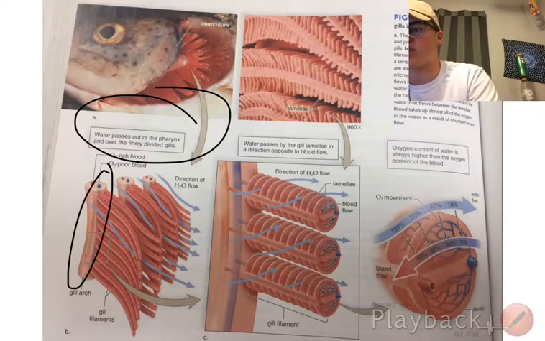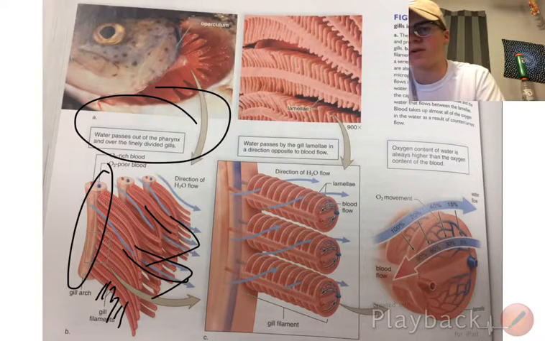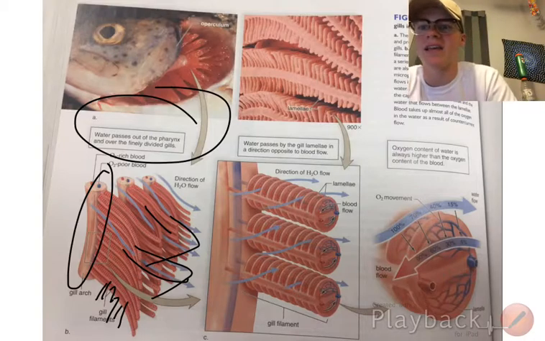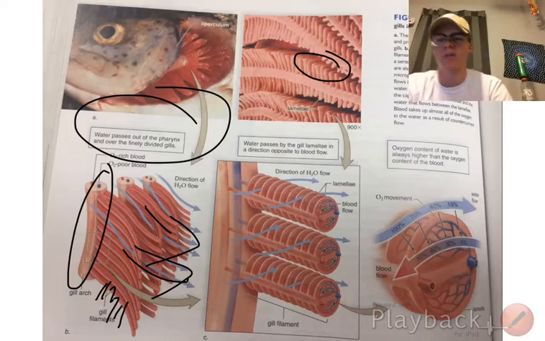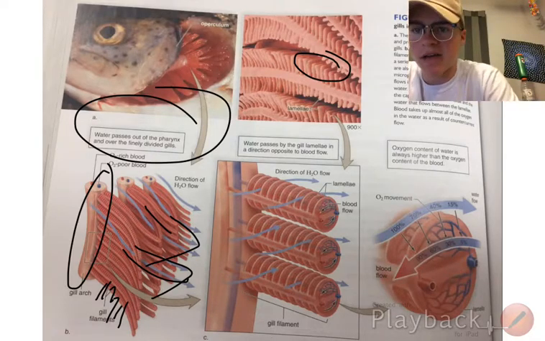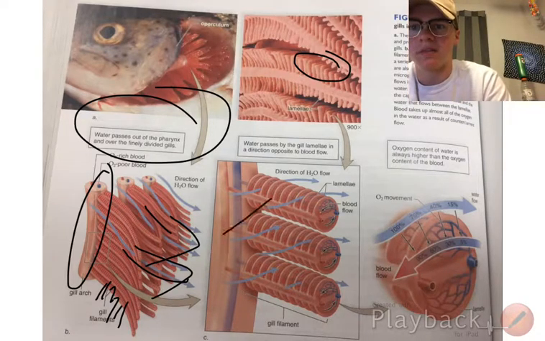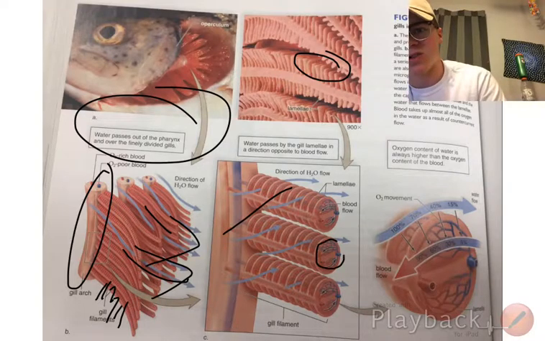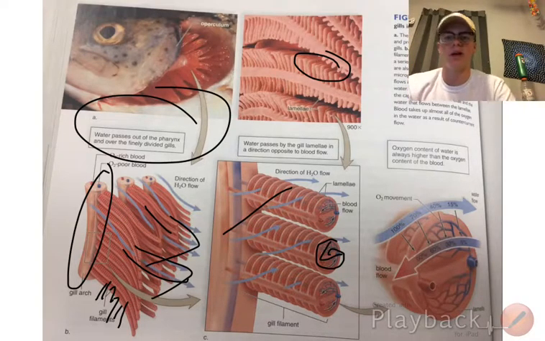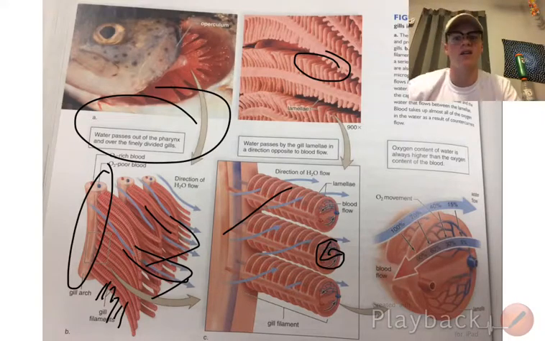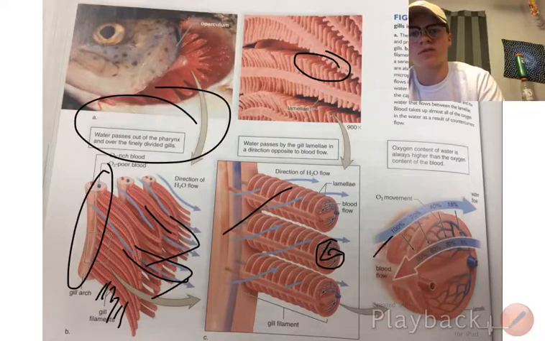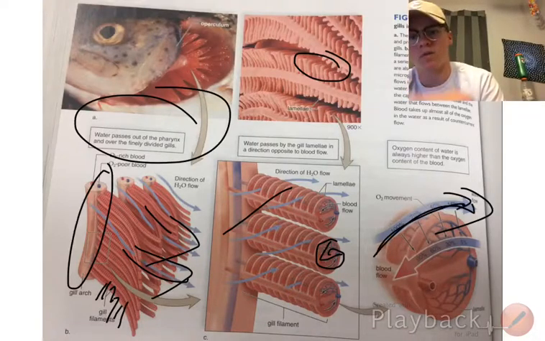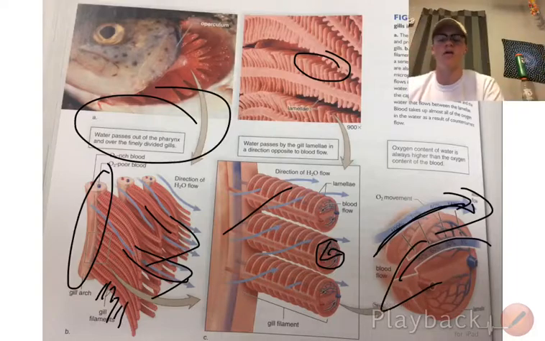Right here is a gill arch, and these are the gill filaments, these little tiny things, and you see everything's coming through this way. Water passes by the gill lamellae in the direction opposite of blood flow, and then you can see those small ridges in there. And then it keeps passing over these lamellae, and you can see the blood flow circulating due to this passing of H2O. And of course, the oxygen content of water is always higher than the oxygen content of the blood. So as the O2 movement comes this way, the blood flow is going to come through that way, and that's how fish breathe.